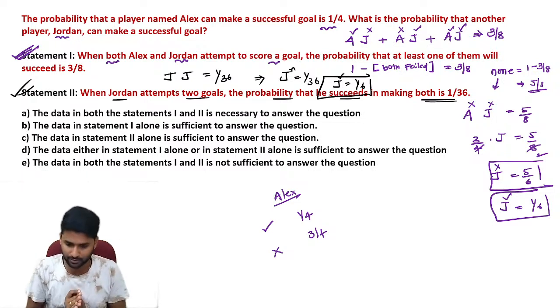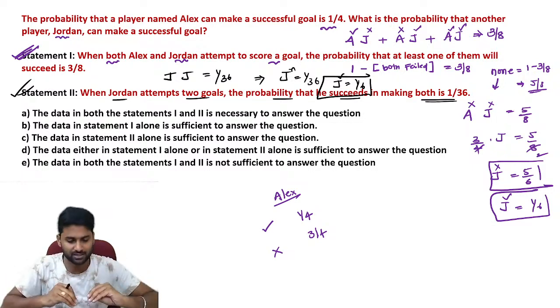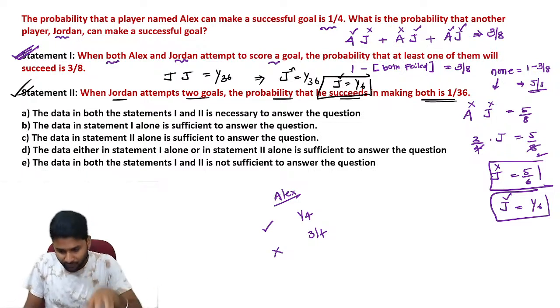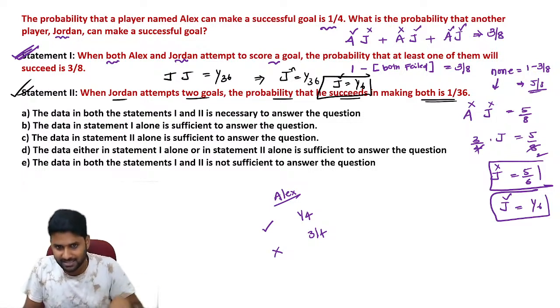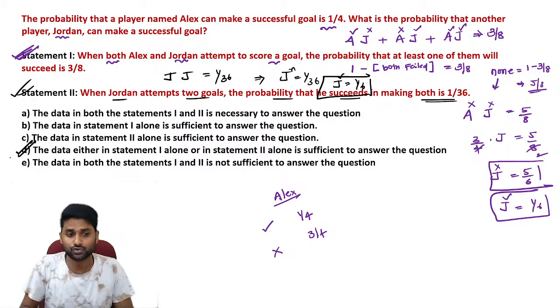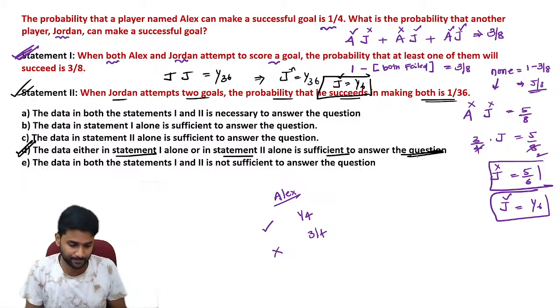Guys, don't choose both. Here the meaning of both is that we have to use both the data together, but we are not using both the data sets together. We are taking statement 1 alone, yes, it is sufficient. We are taking statement 2 alone, yes, it is sufficient. That's why if alone is sufficient, then you have to choose the option that either statement 1 alone or statement 2 alone is sufficient to answer the question.